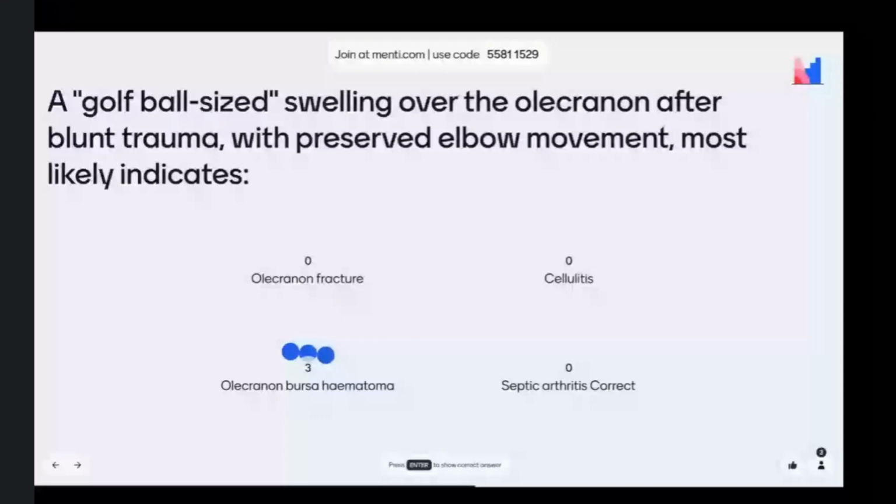Okay, yes, it was the right answer. The one to suspect is the olecranon bursa hematoma. For a fracture, the movement will not be preserved, so when you try to move the elbow, it's fractured and the movement will be limited. For septic arthritis, it's a no, because we don't have anything here that indicates an infection, and it's the same for cellulitis.